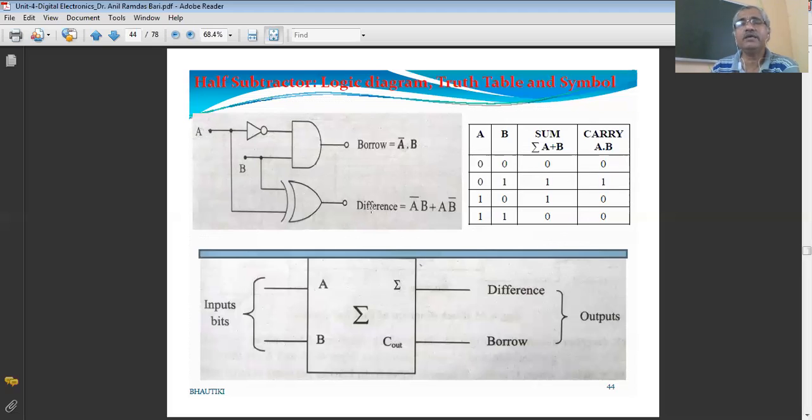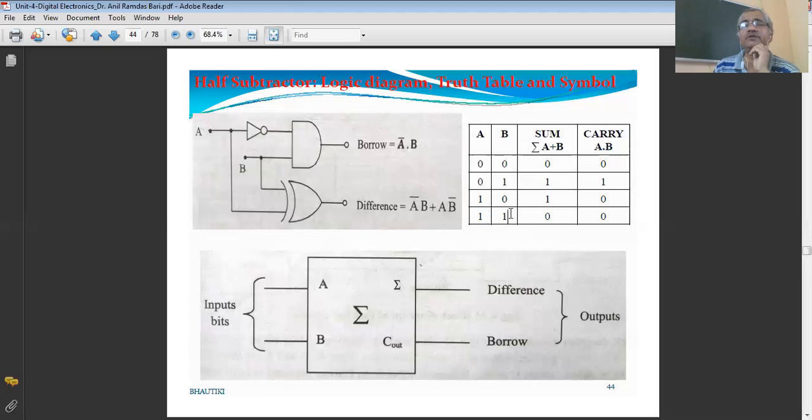Similarly, we can verify for the other terms here. Take the last term, A is equal to 1, B is equal to 1. So this exclusive OR gate will produce a sum of 0. The output of this exclusive OR gate is 0. So the difference is 0. And what about the borrow? Now this A complement is 1, but this is 0. 1 into 0 is 0. Therefore, the borrow is also 0.